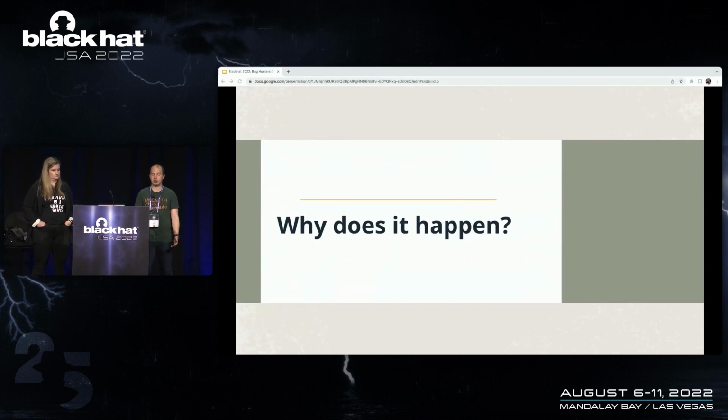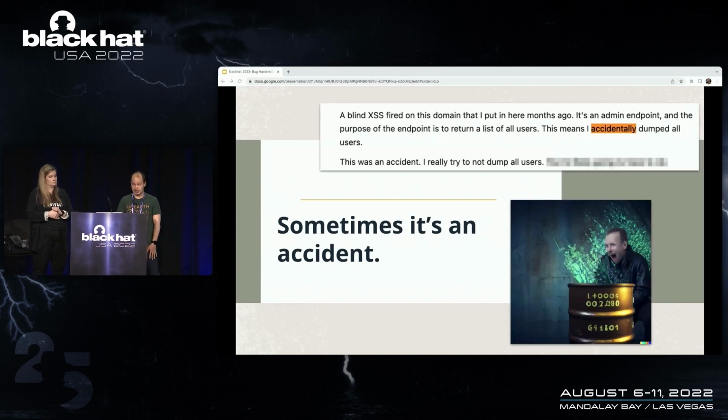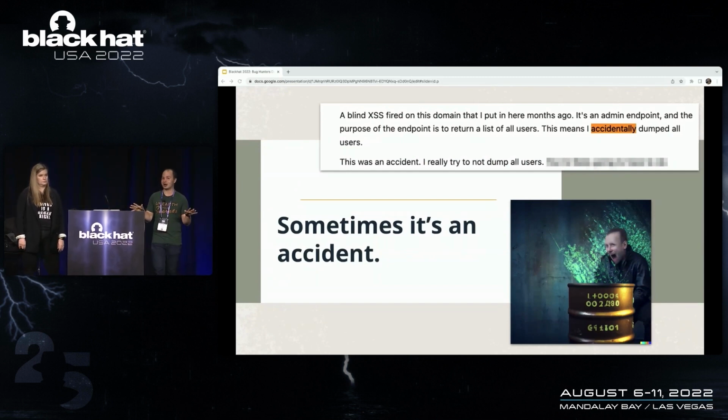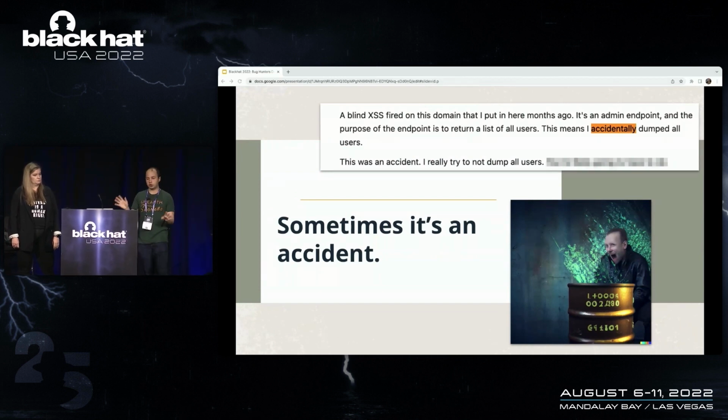So why does it happen? Why do we have these leaks? Well, sometimes it's an accident. Like in the example that I walked through before with the cross-site scripting, usually when you test blind cross-site scripting, you have no idea where that payload is going to render. You throw it into one system, sometimes it comes out in another system. You don't really know what that screenshot is going to be. There are different ways to test blind cross-site scripting, but in general, some of the most popular ways can lead to data leakages by accident.